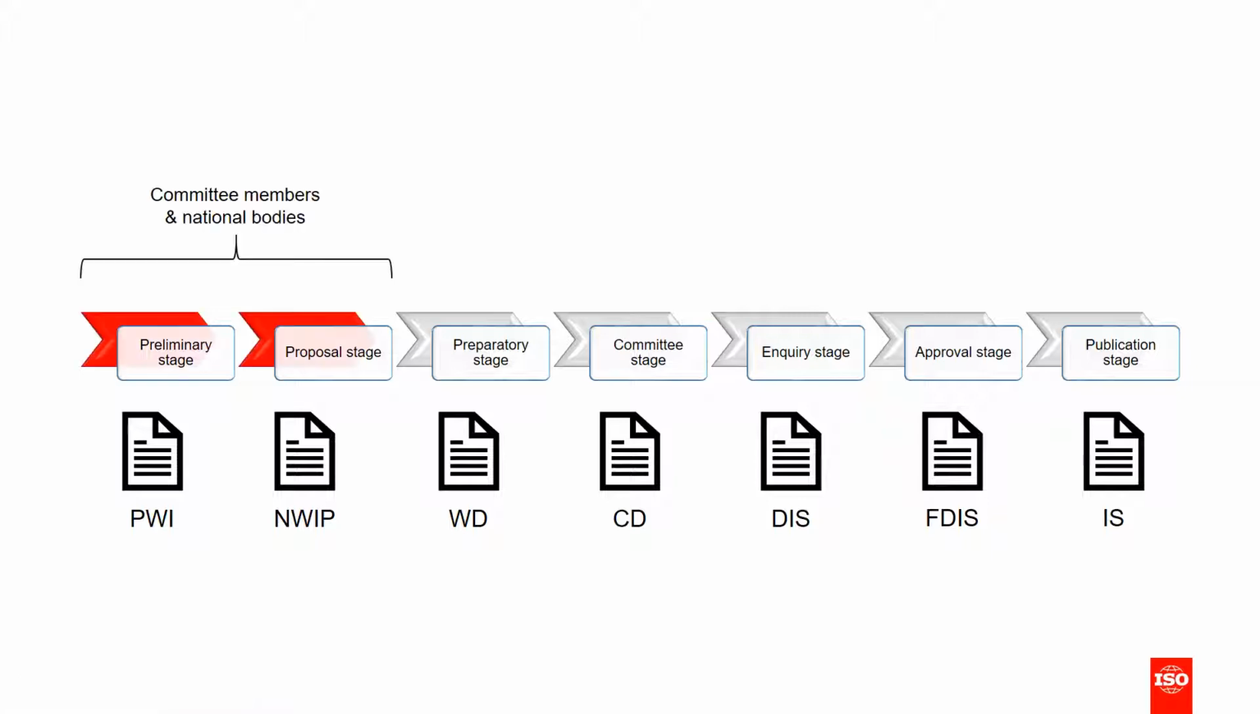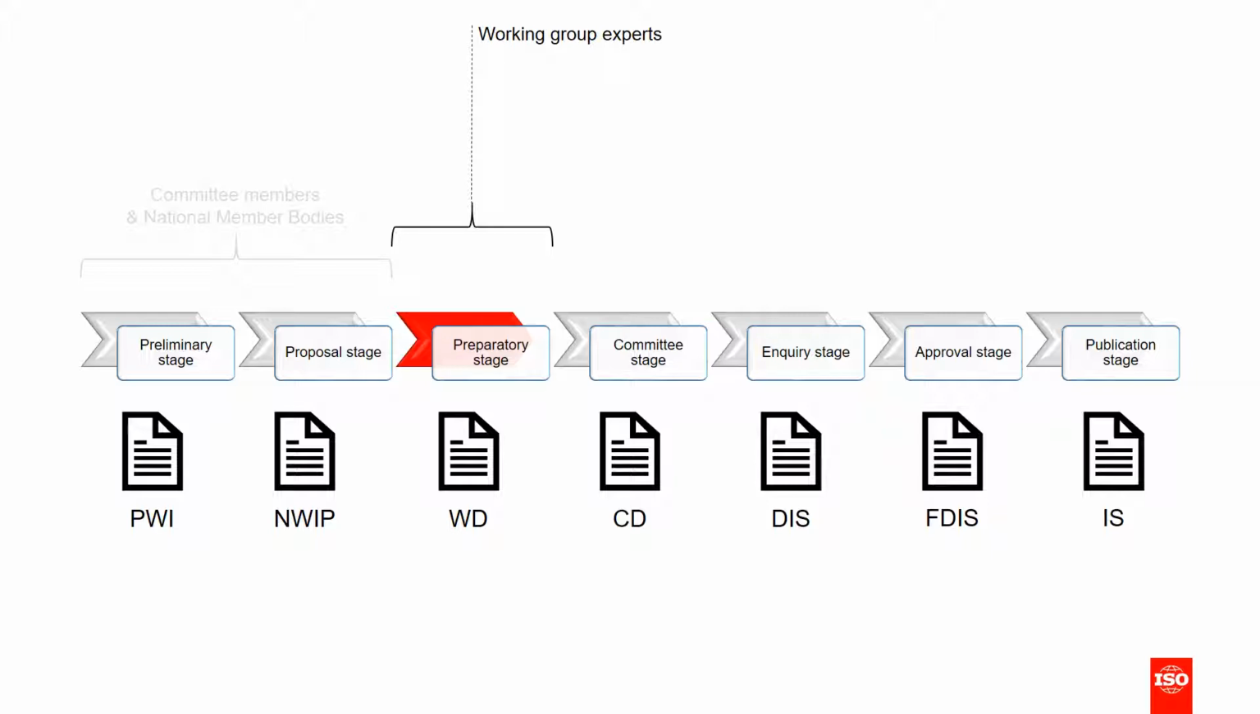The preliminary work item and the new work item proposal are considered and voted on by national member bodies who are members of the committee. This is when it is determined whether a project is globally relevant, whether the market needs it, and if there are sufficient experts who will commit to working on it. Without these important initial stages, the project would not progress any further.